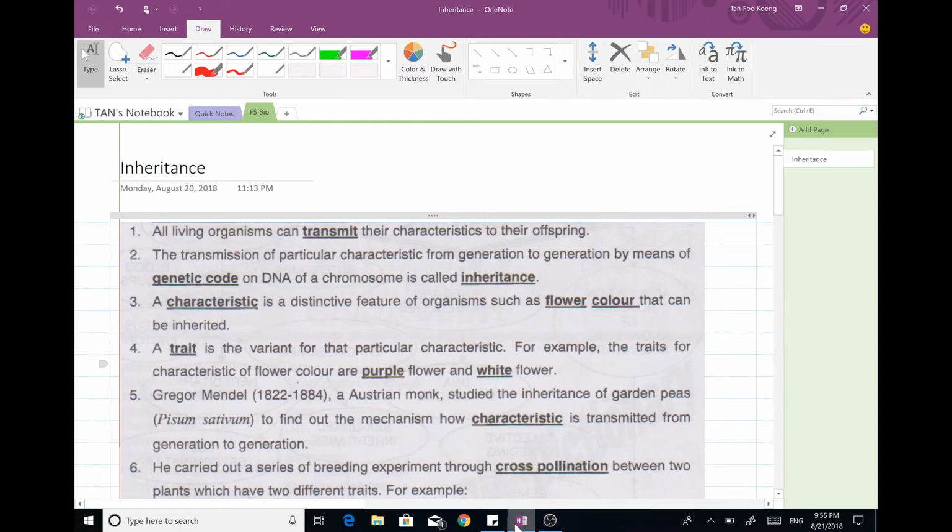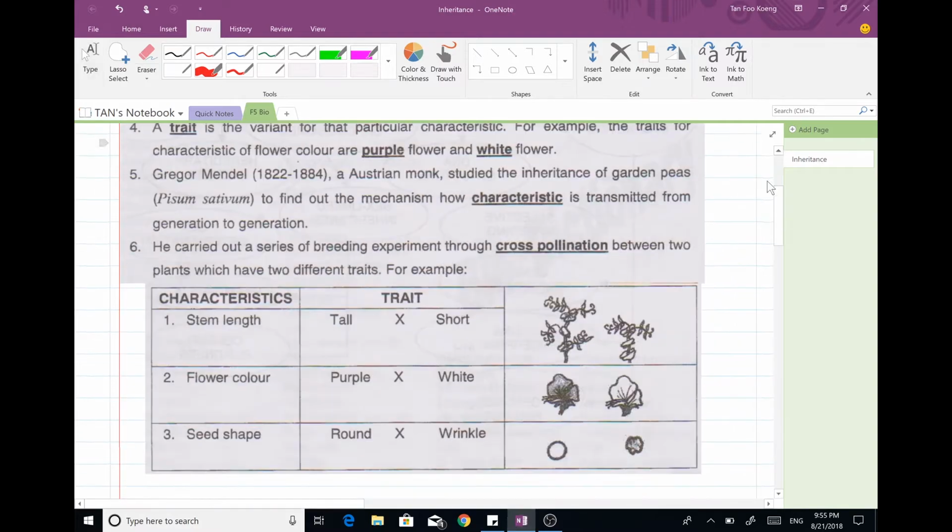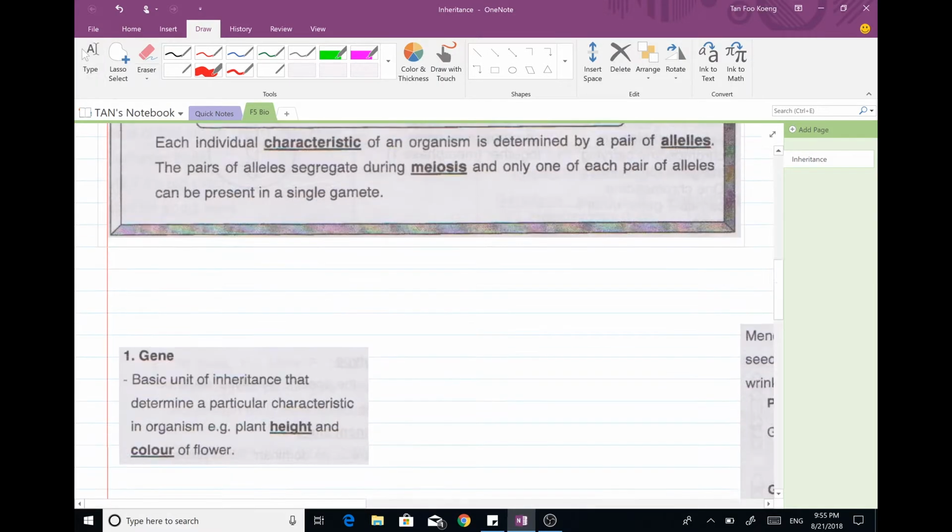Everybody. Today we are going to learn about Chapter 5, Inheritance. Before we start, let me ask you, what is inheritance? Inheritance is basically how we inherit the characteristics or the genes from our parents. And before we start, let's go through a few terminologies first.